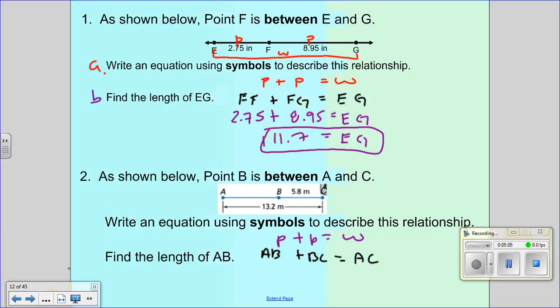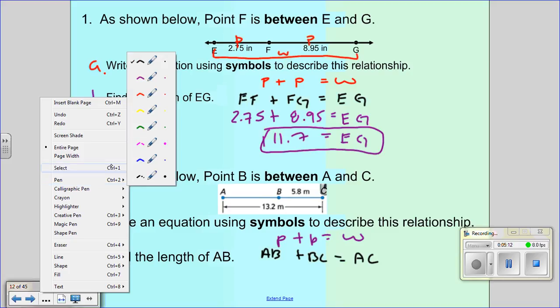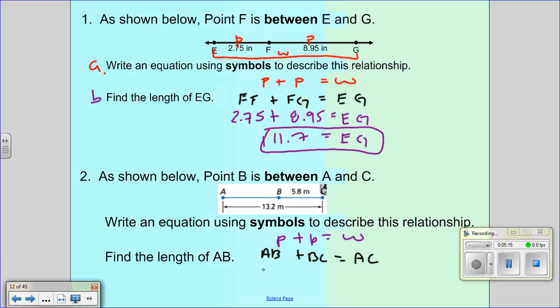Then they want us to find the length of AB. So we're going to substitute the information that we do know. We don't know AB, so carry it down. We know BC is 5.8. We know AC is 13.2. So when you see this equation, you'll notice that we need to subtract 5.8 from both sides to get AB by itself. And thus, when you do that, AB will equal 7.4.